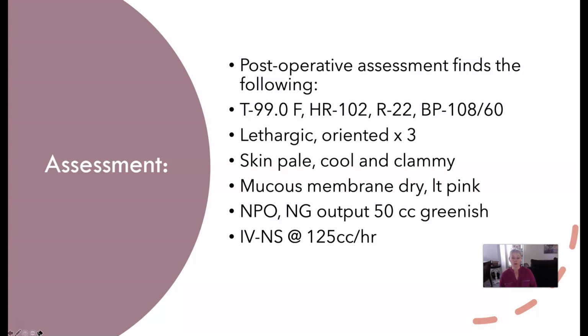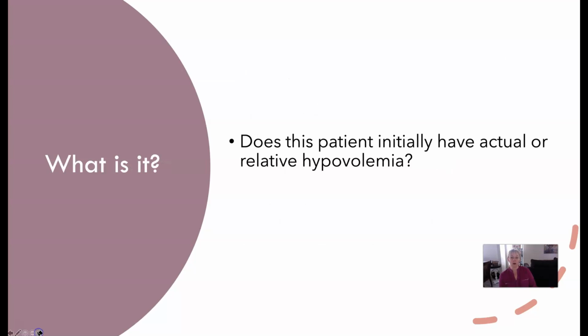So post-op assessment, his temp is 99, heart rate's 102, respiration 22, and blood pressure is 108/60. So the patient's a little tachycardic, respirations are a little up, and has a low-grade temp, which is probably to be expected from the stress. Look at the other symptoms: lethargic, yet oriented ×3, skin is pale, cool, and clammy, mucous membranes are dry and light pink. At this point, the patient's NPO, there's an NG tube down, and there's about 50 cc's of greenish fluid. And the patient has 0.9 normal saline going at 125 cc's an hour.